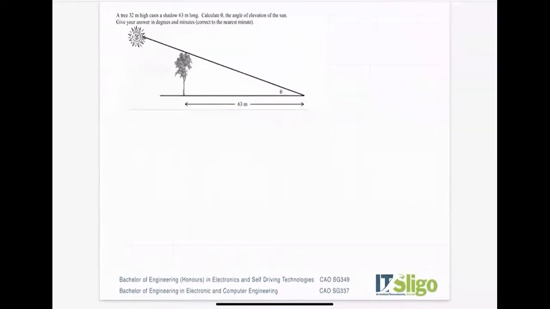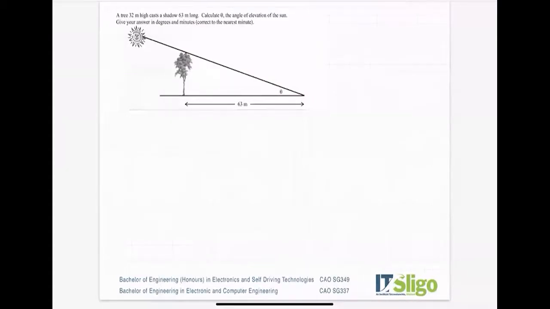Okay, a tree casts a shadow 63 meters long, the tree is 32 meters high, and thankfully they have a diagram for us. Calculate theta, which is the angle of elevation, so the angle looking up. Calculate the elevation of the sun. Give your answer in degrees and minutes. Okay, well, let's not worry about the degrees and minutes for now. Let's just work out that angle.